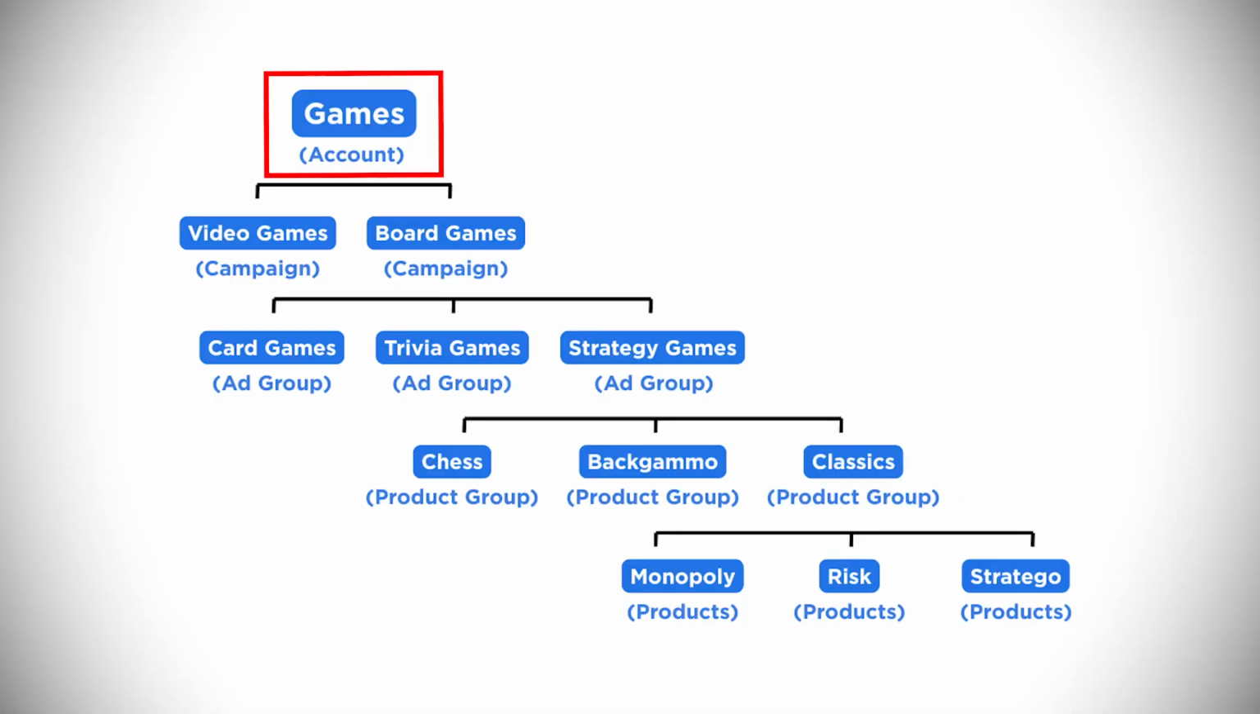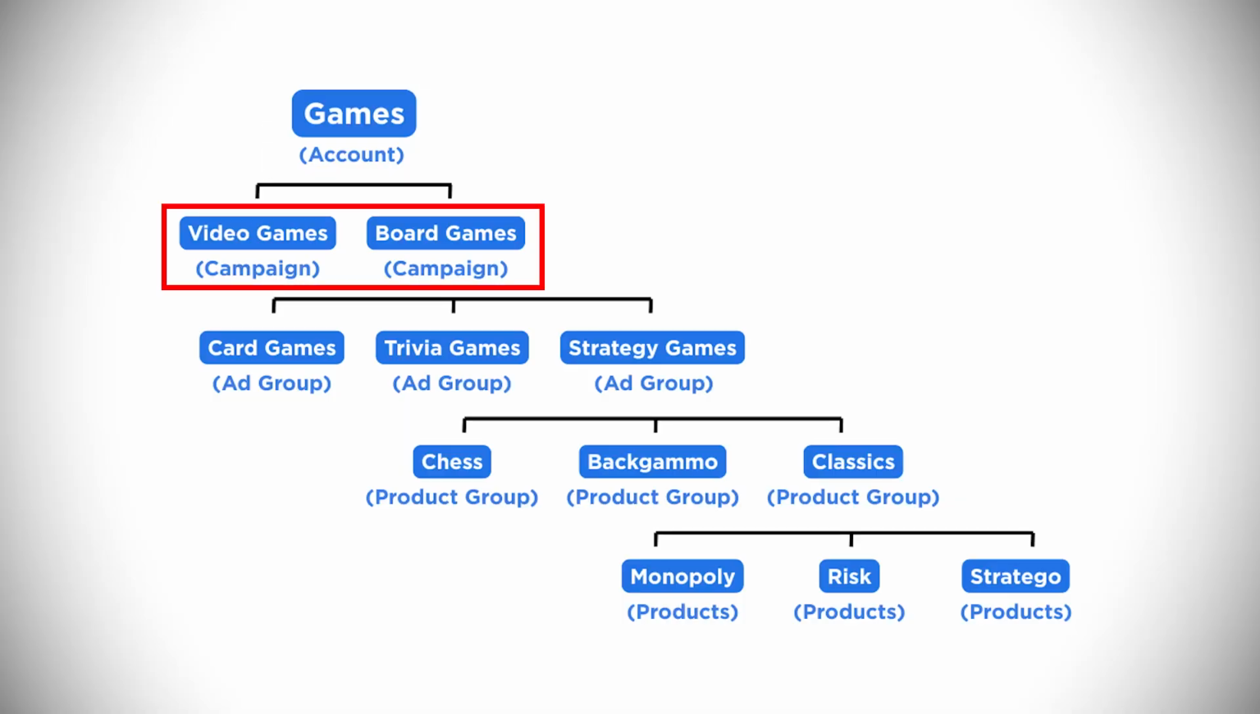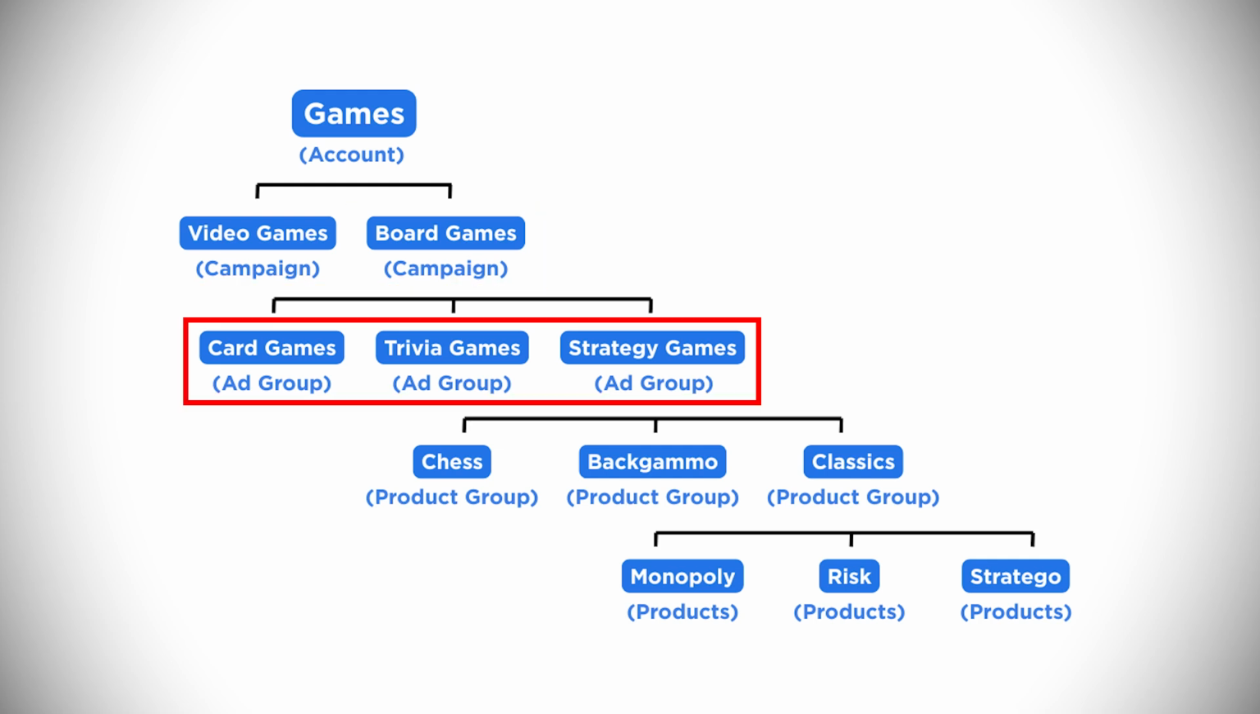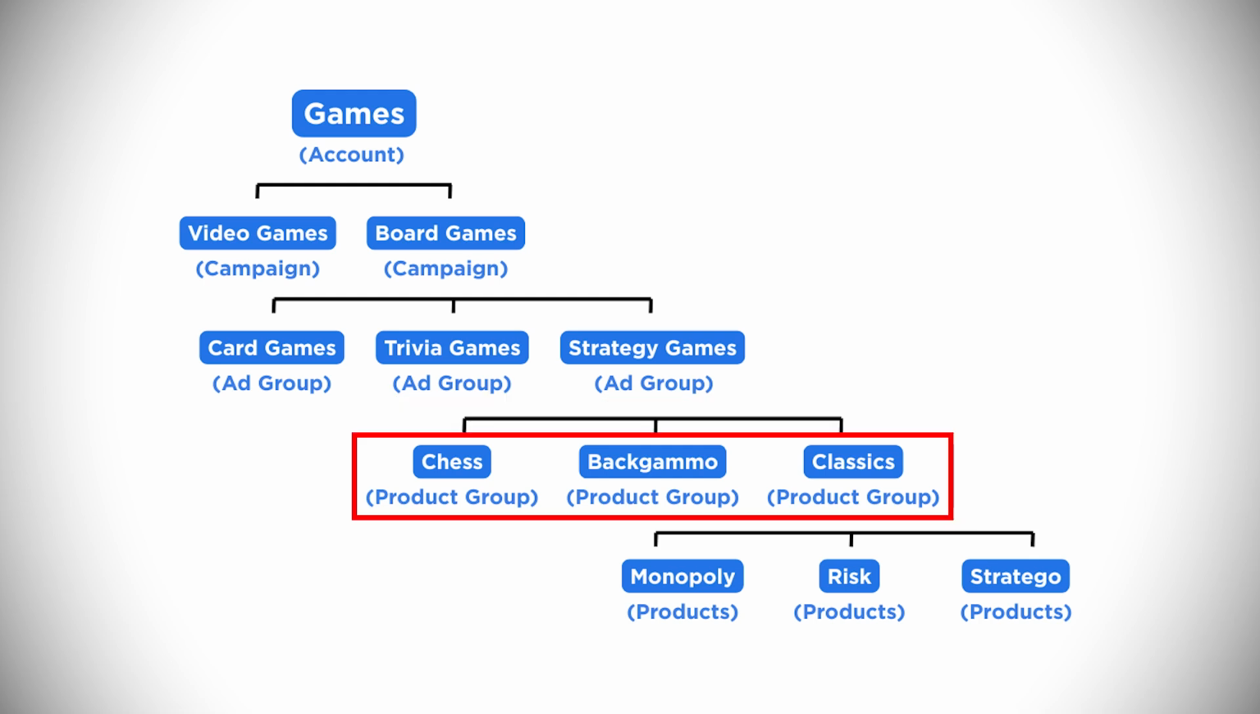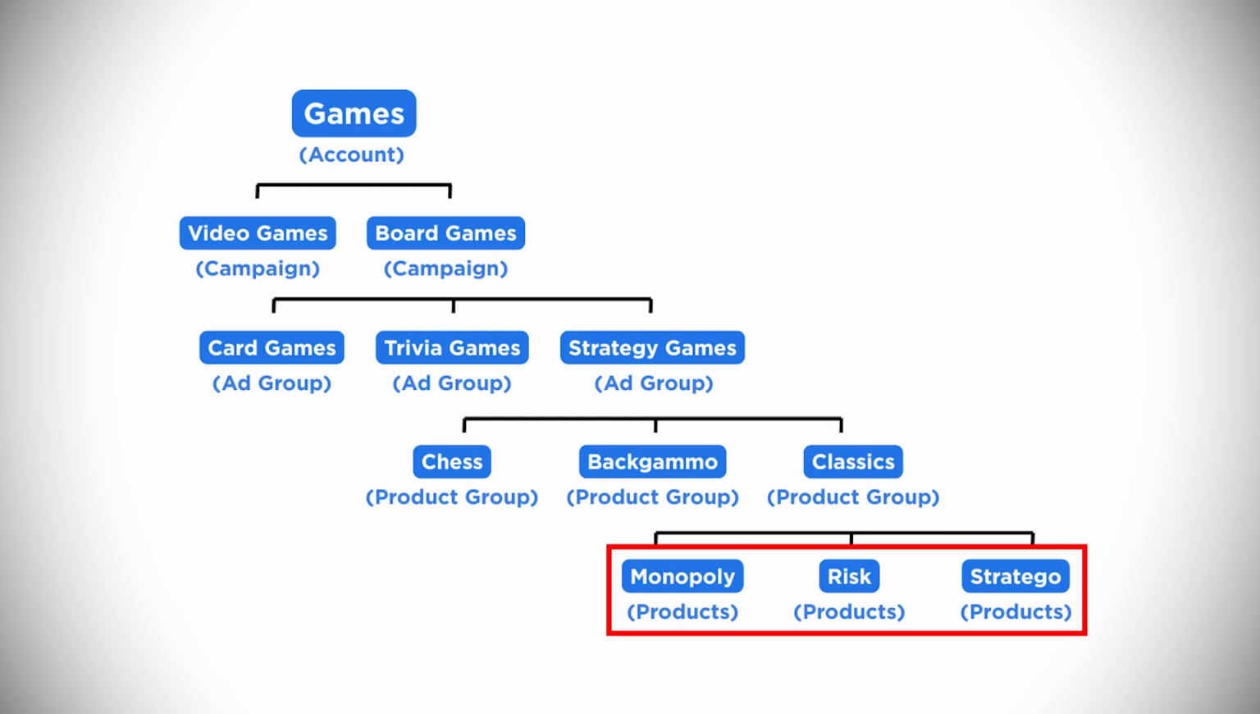Let's say you sell games. So at the top level, your catalog is split into two campaigns, video games and board games. Inside board games, you have three ad groups, card games, trivia games, and strategy games. Go one level deeper into strategy games, and you've got your product groups, chess, backgammon, and classics. And finally, inside classics, you've got your actual products, Monopoly, Risk, and Stratego.